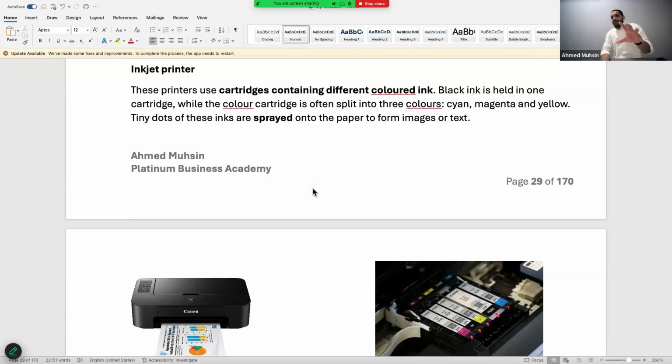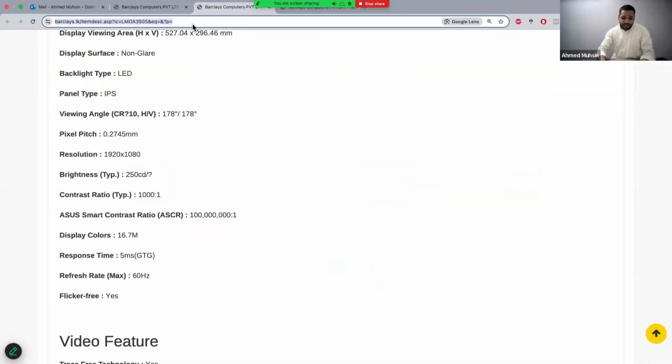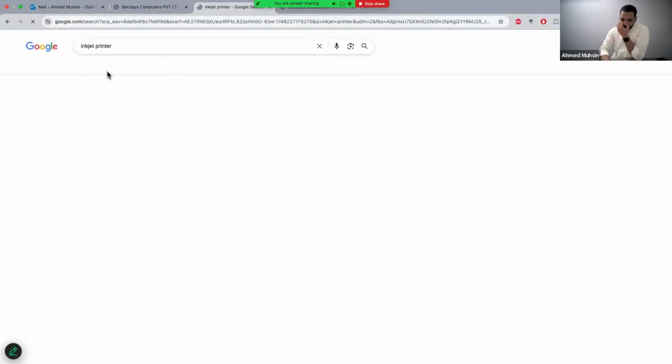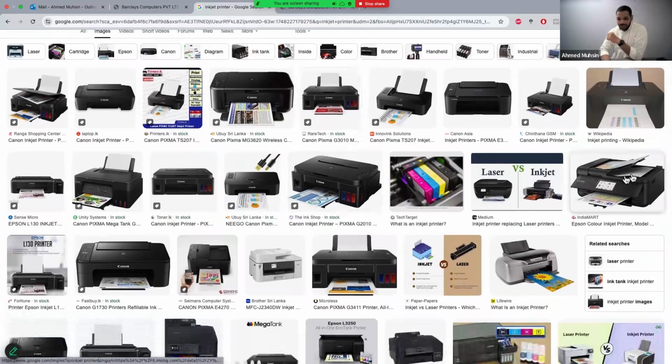So something really great about inkjet printers is what? It supports color printing. I'm going to tell you something else also. Can you all check out the pictures that appear when I say inkjet printer over here? Can you all see the images that appear? I'll just pick one image over here. I'll take this image.